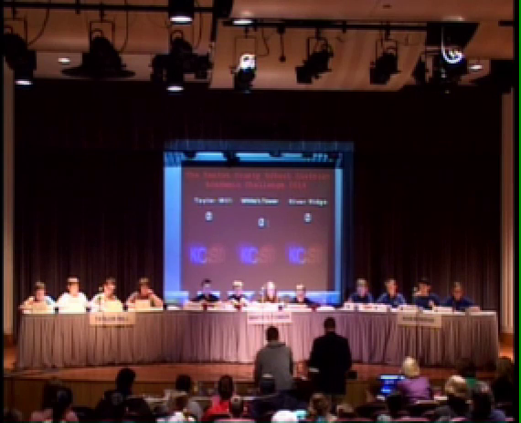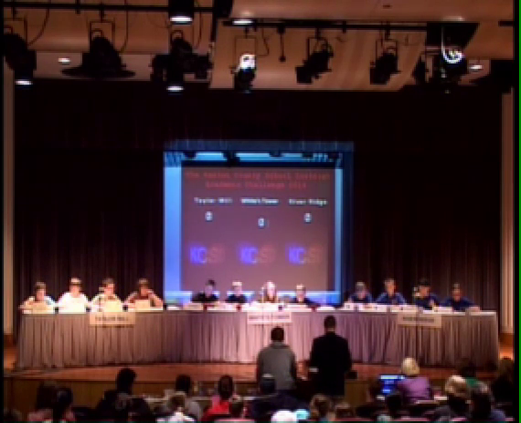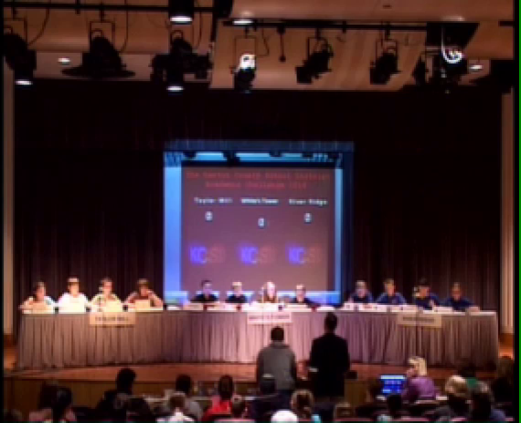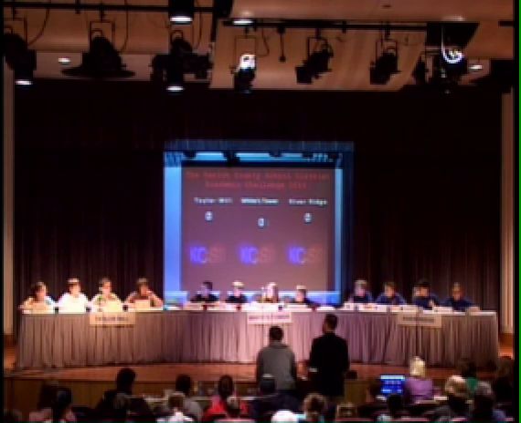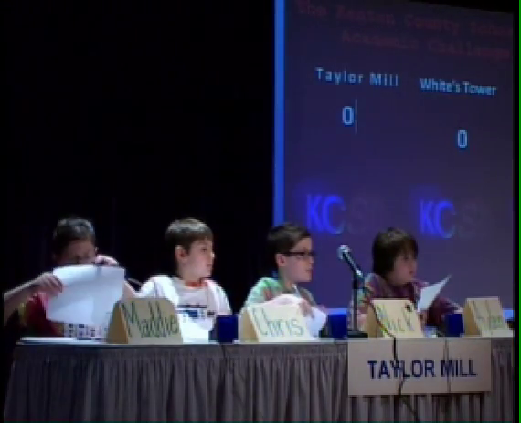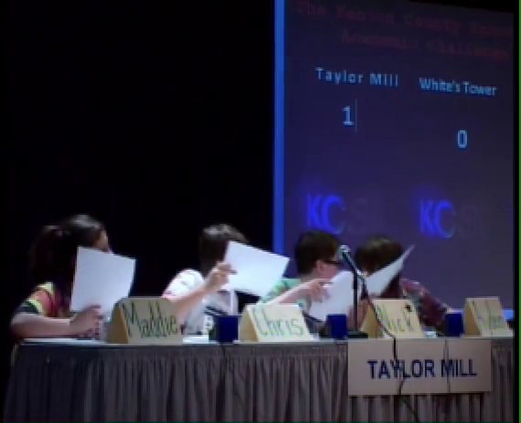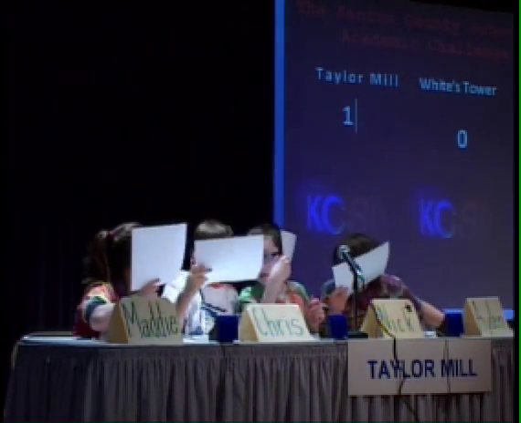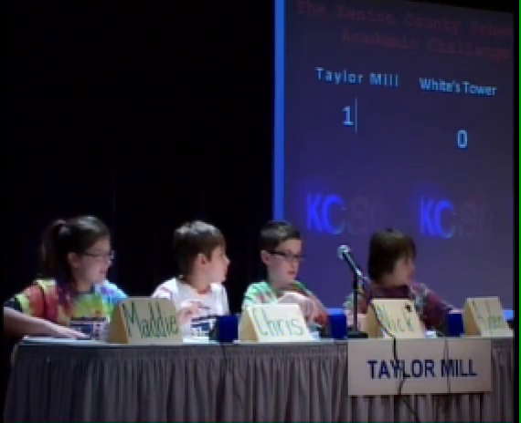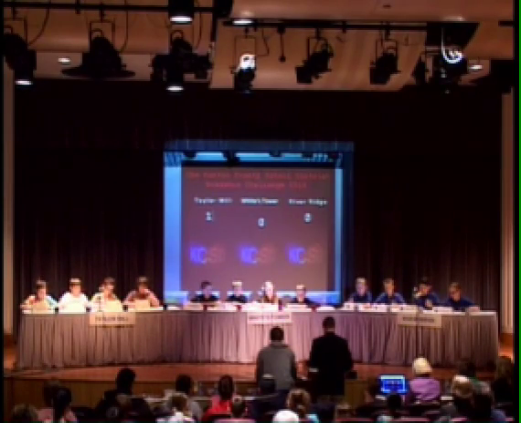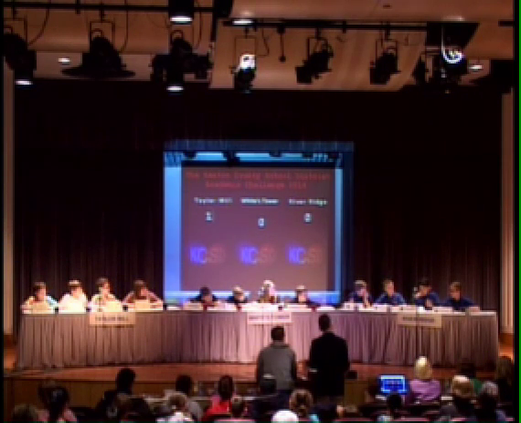Toss up 2. Which term refers to choral music without accompaniment? Taylor Mill Hayden: Acapella. That's correct. Bonus 3. Which U.S. president gave the order for atomic bombs to be dropped on Japan? No answer. Truman. Toss up 4. In an experiment, the one factor that can change is known as what? River Ridge, Ryan. That's correct.